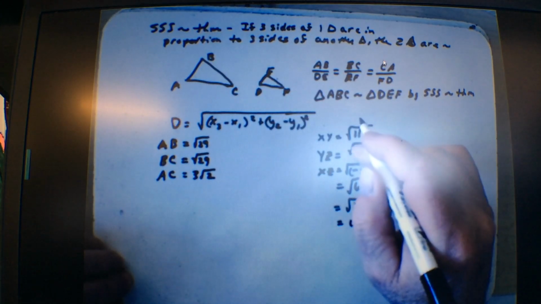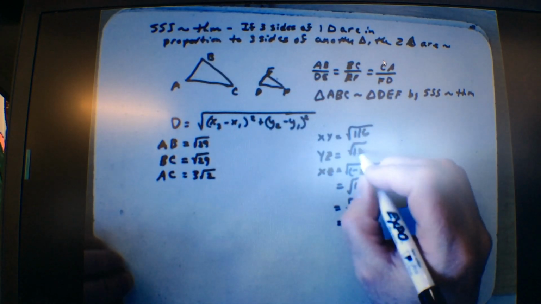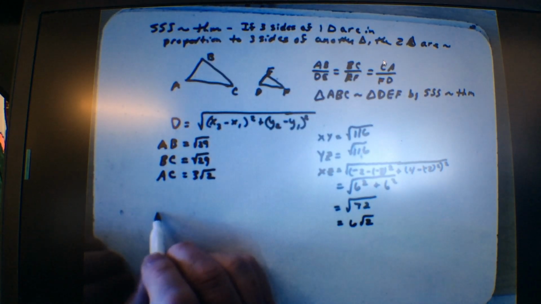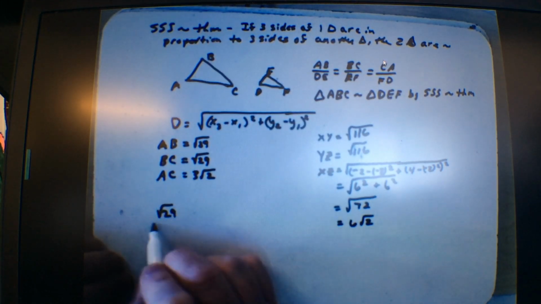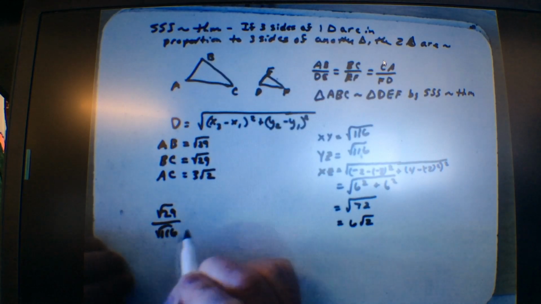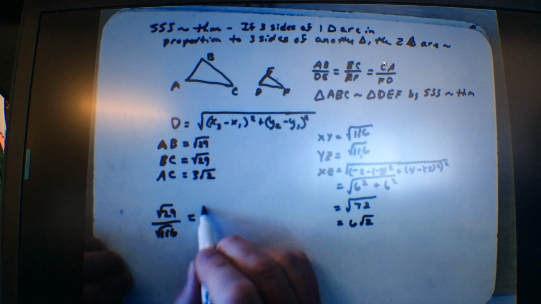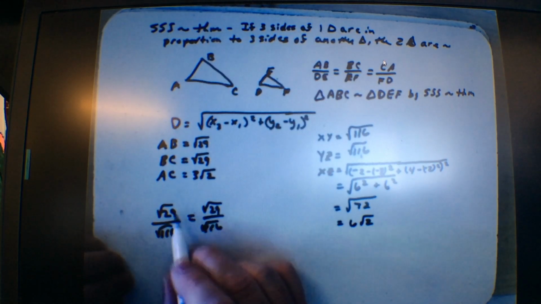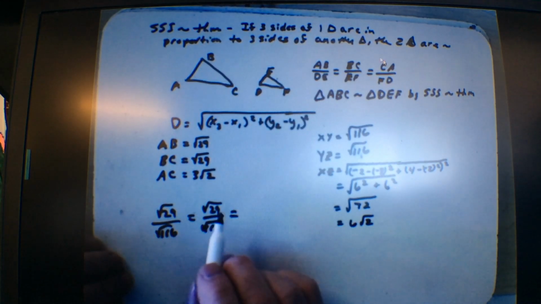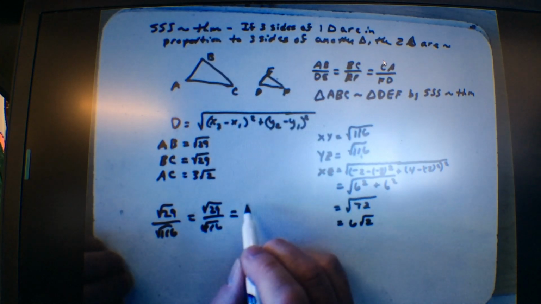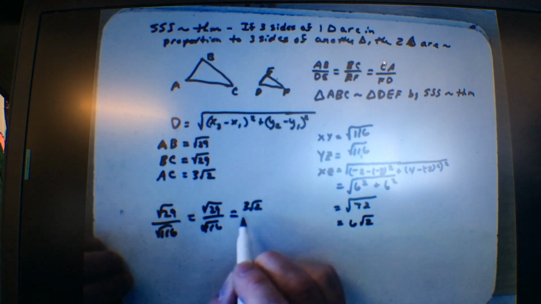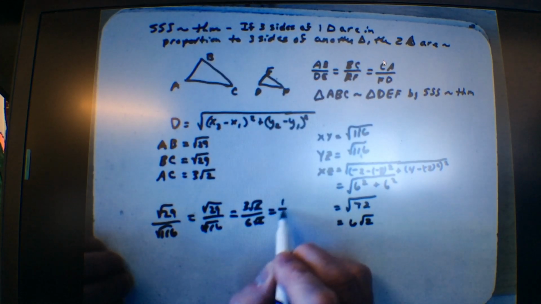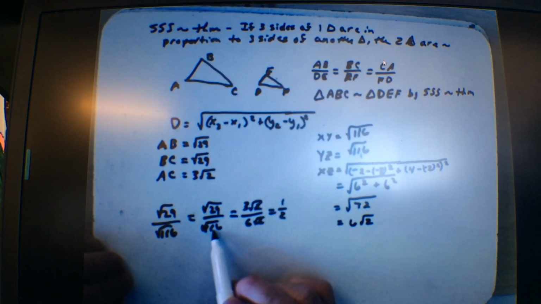Okay. All right, so let's look here. We got the square root of 29 over the square root of 116, right? And that equals the square root of 29 over the square root of 116. That's true because that times that is that, right? So that's true. Is equal to 3 square root 2 over 6 square root 2, which that cancels. That actually equals 1/2, right? So 1 times that.